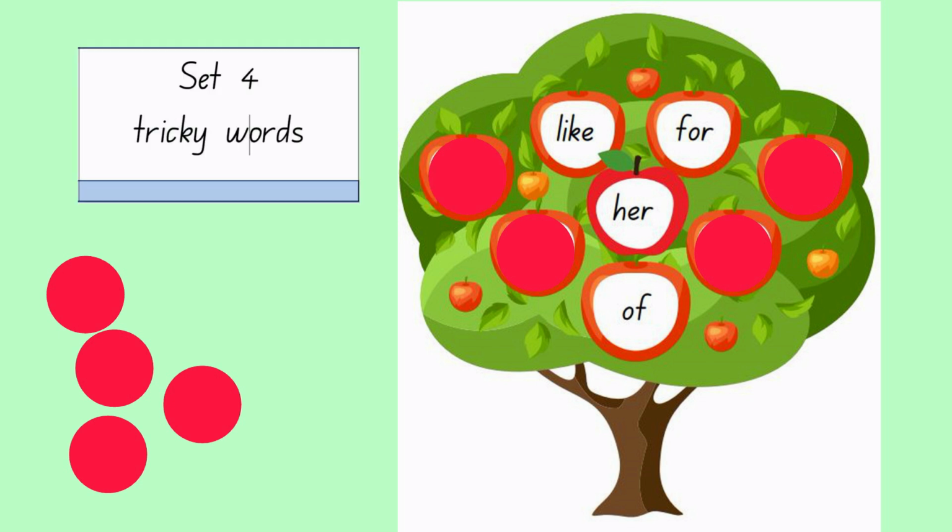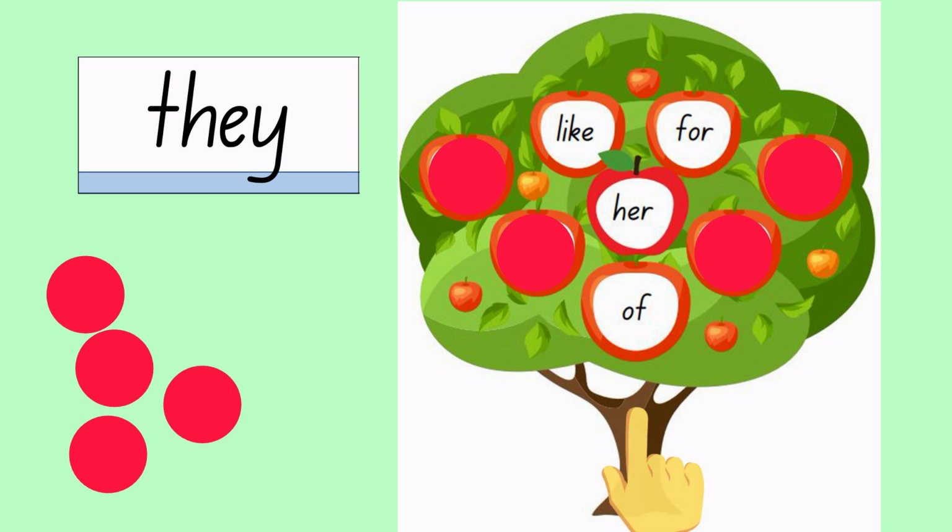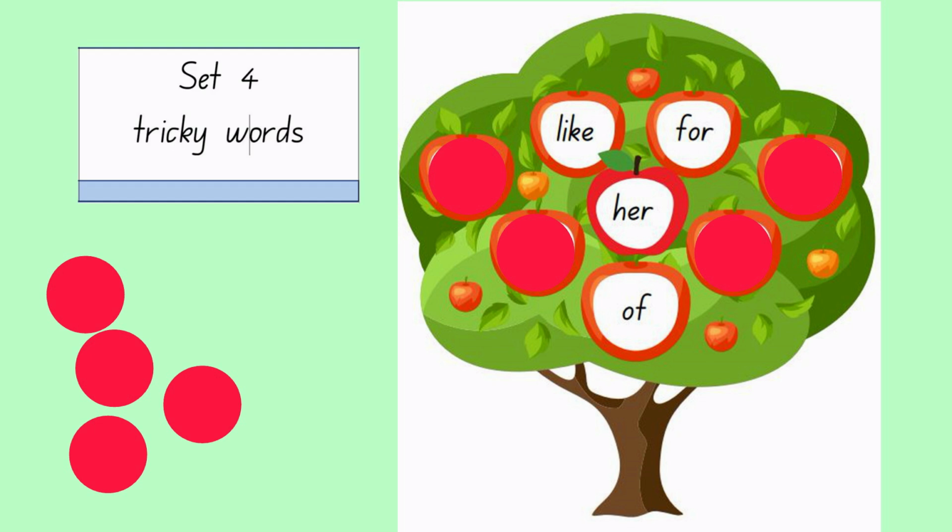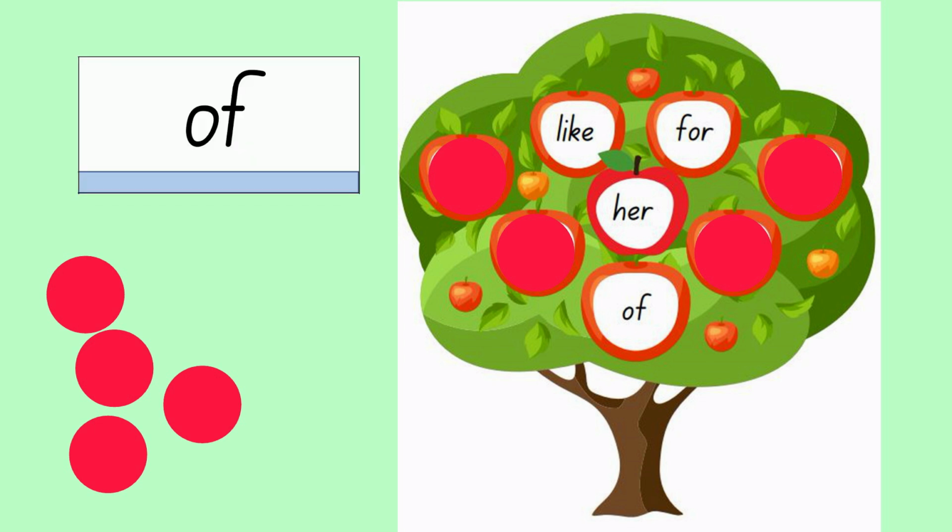And the next word is they. Let me check my tree. Ooh, I don't have they. I can't cover up an apple this turn. Will I have of? Let me check. Yes, it's down the bottom. I can cover up of.